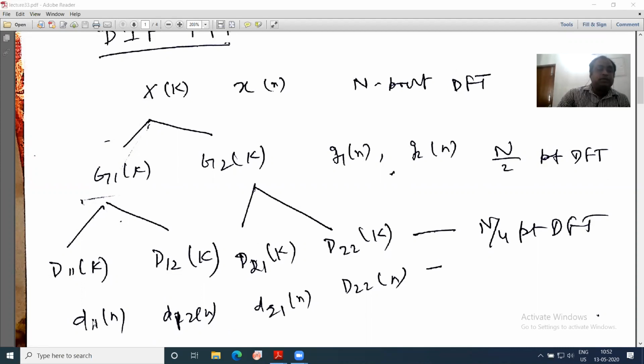Of course, they are having the inverse, like g1 and g2 of n, they are having 4 points if it is n. If n is equal to 8, then g1, g2 will be 4 point, and g11, g12, g21, g22 of k will be having 2 points because it is n by 4 points.